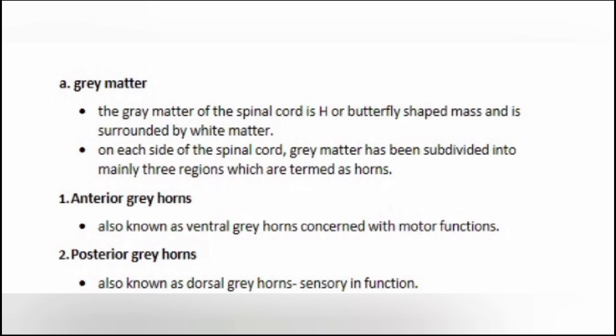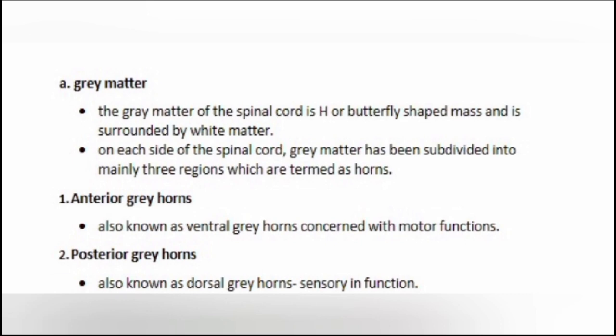Anterior grey horns are also known as ventral grey horns. So it is just present in the front side. It is mostly concentrated on the motor functions, like transporting the stimuli from our hands or legs to the brain. And next one is posterior grey matter.